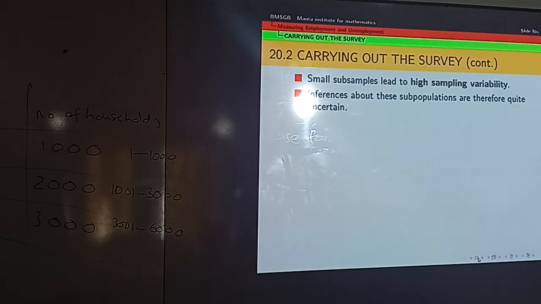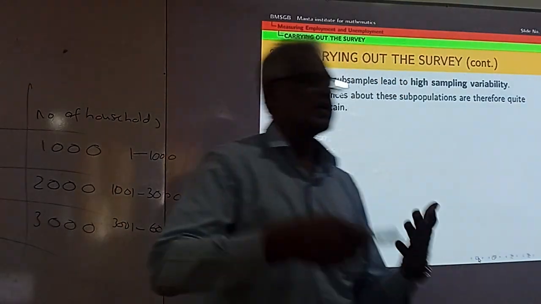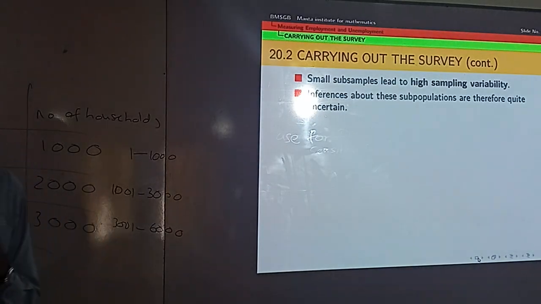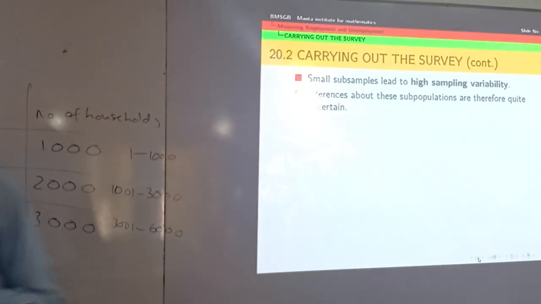Small subsamples lead to high sampling variability. Inferences about those subpopulations are therefore quite uncertain. එතකොට අපි ඉව පාවිච්චි කරලා කෙනෙක් කවුරු හරි යම්කිසි දෙයක් කියන්න යනවා නම් ටිකක් පරිස්සම් වෙන්න ඕනේ, මොකද ඒ estimates may not be that accurate.